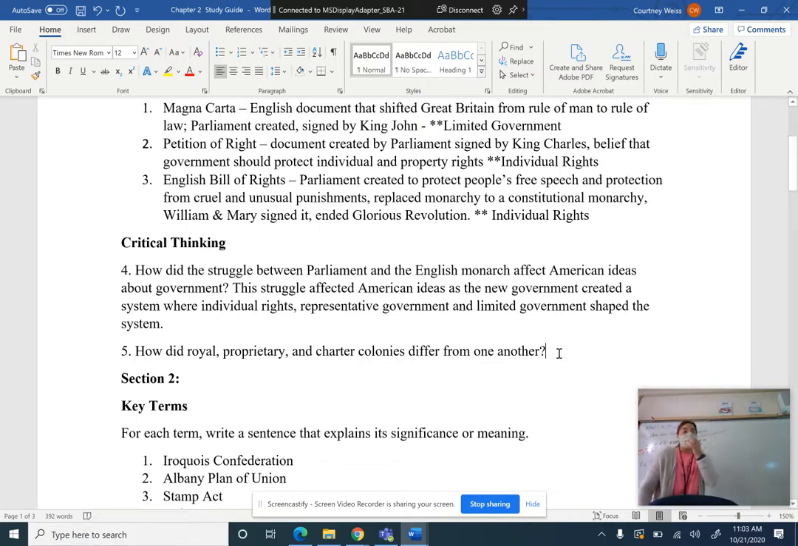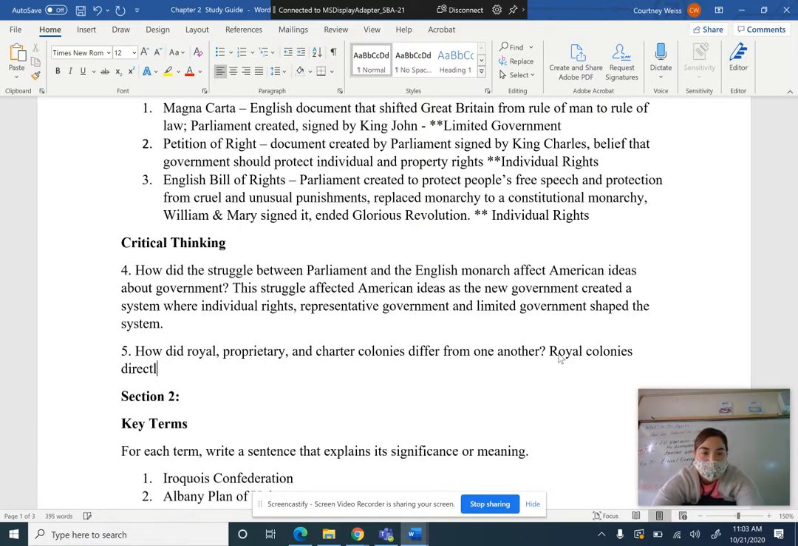How did royal, proprietary, and charter colonies differ from one another? Give me the royal ones. Explain to me what was going on with the royal colonies. Yeah, Hannah? They were directly controlled by the king through appointed governors. What kind of governors? Who appointed the governor, guys? The king.